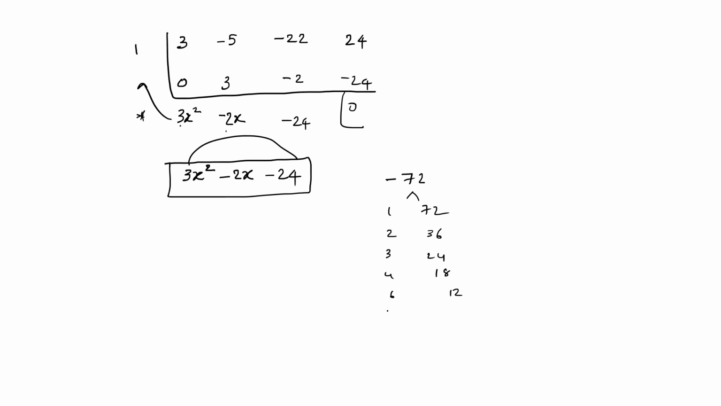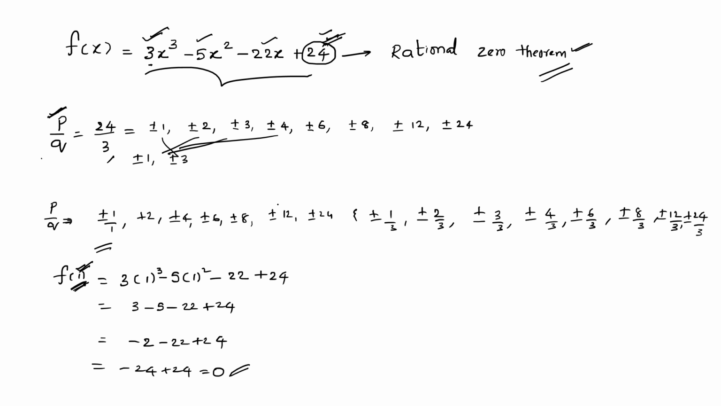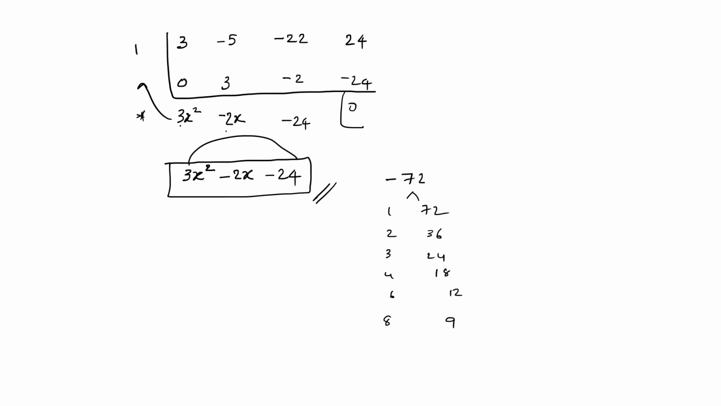So you're not getting any root here. Minus 72: 1 and 72, 2 and 36, 3 and 24, 4 and 18, 6 and 12, 8 nines are 72. So here the equation is 3x square minus 2x minus 24.